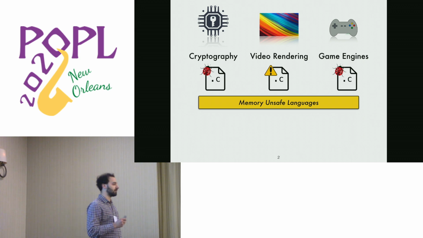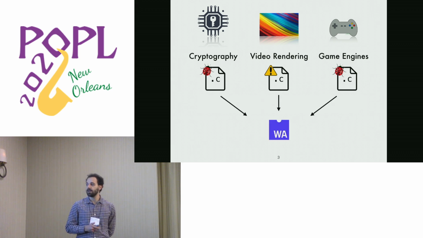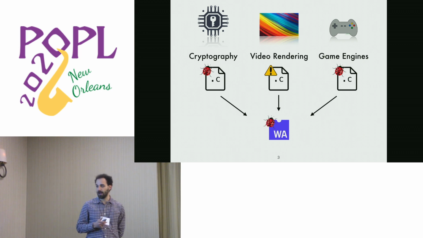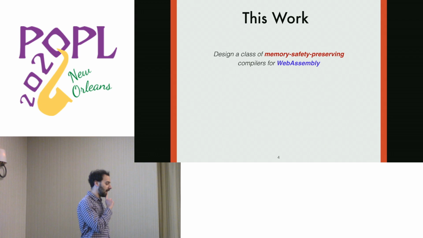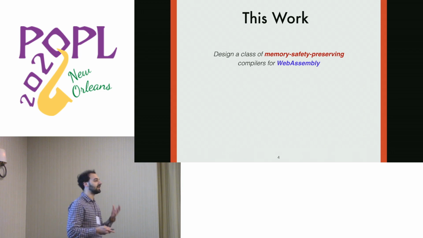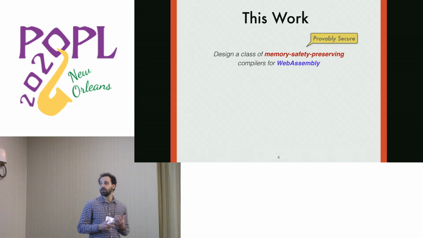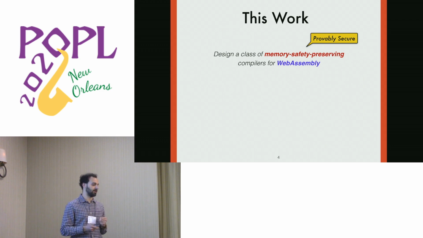But they also have another thing in common. All these programs get compiled to WebAssembly and executed in web browsers. As a result of that, code that we actually run on our browsers contains bugs and security vulnerabilities. So this work aims at designing a class of memory safety preserving compilers for WebAssembly. In particular, our approach is principled. So we want to actually be able to prove that these compilers are memory safety preserving.